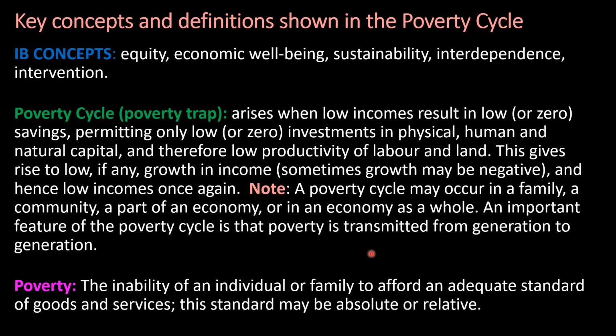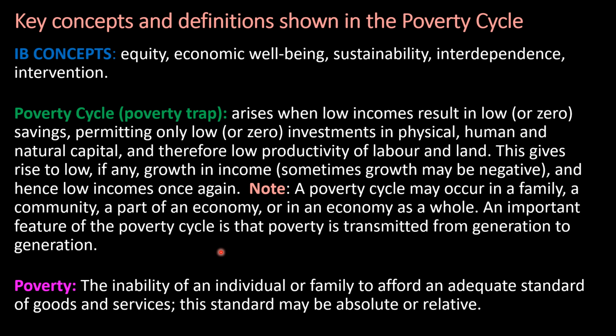Please note that a poverty cycle may occur in a family, a community, a part of an economy, or an economy as a whole, as a total. And an important feature of the poverty cycle is that poverty is transmitted from one generation to the next generation. So a couple of other definitions. Obviously, I would expect you to know what physical, human, and natural capital are.